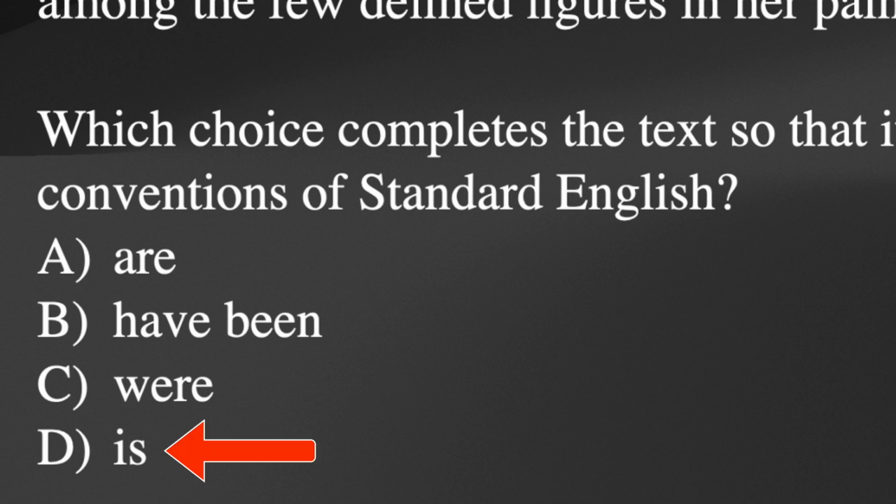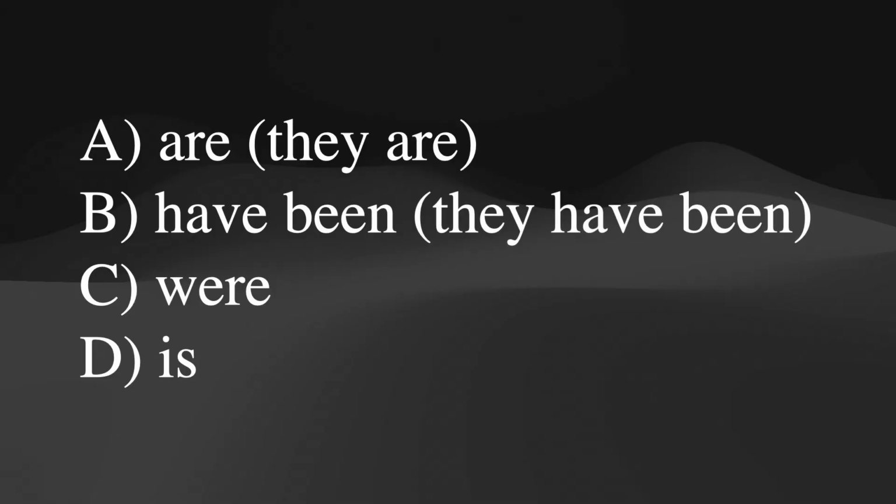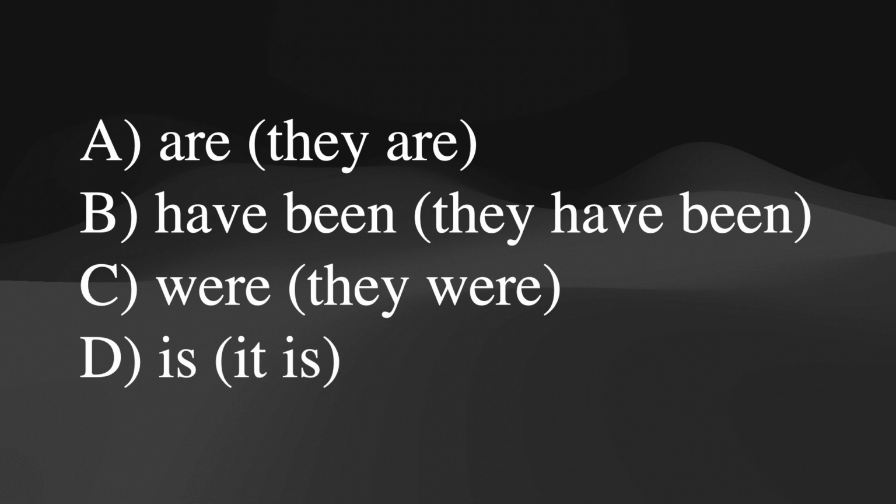Even without looking at the rest of the passage, I can already see that D is the only verb that would go with a singular subject. For instance, I can say they are, they have been, or they were, but with is, I have to say it is.